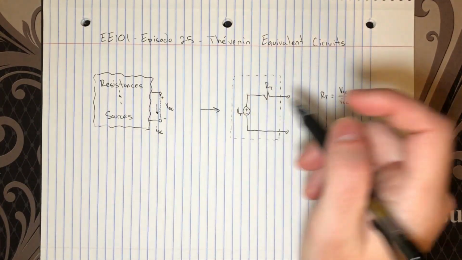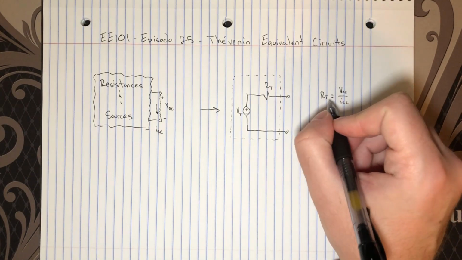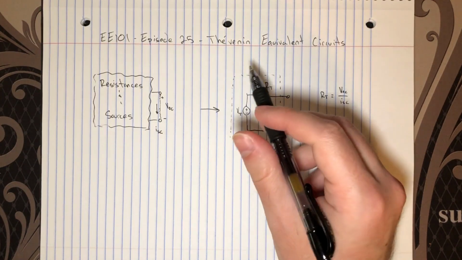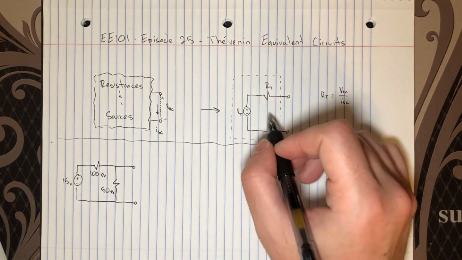Then you take those two numbers and find this ratio using Ohm's law, and that gives you your Thévenin resistance, RT. And then that completes your model. You have a Thévenin equivalent circuit. Let's just walk through this and talk about how you generate this model.